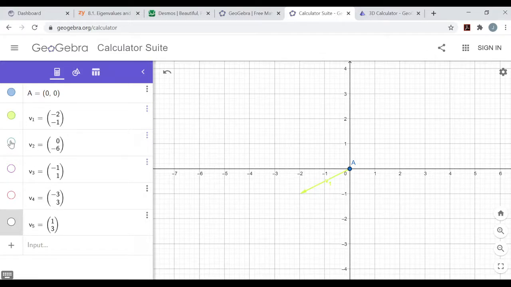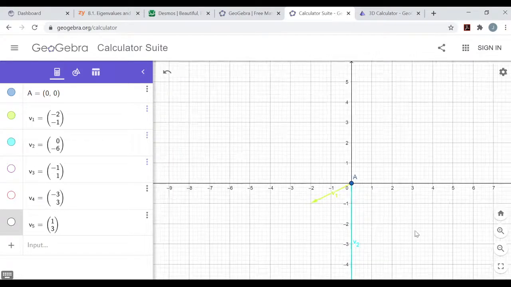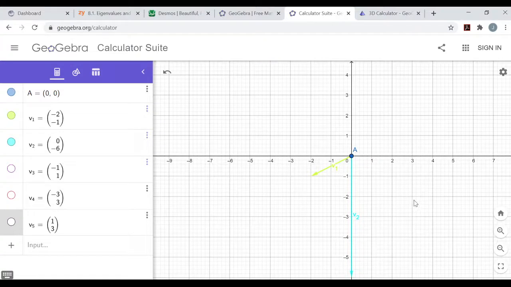Now you can see that 0, -6, again this light blue here, definitely does not point in the same direction as v1. So this vector here, -2, -1, under the transformation with standard matrix A, or multiplying A by this, transforms me into this vector here, 0, -6. Just a vector pointing down 6 units from the origin. Clearly not pointing in the same direction.